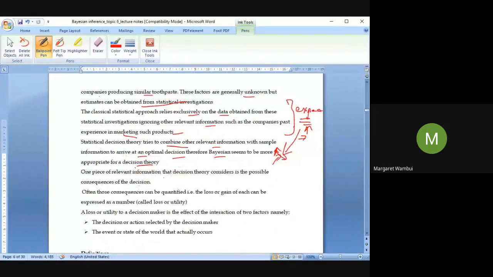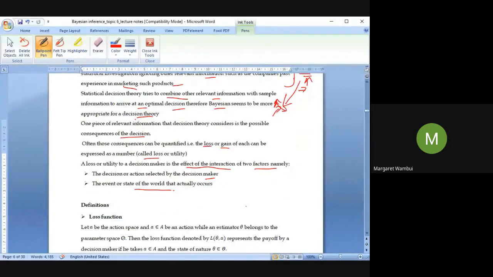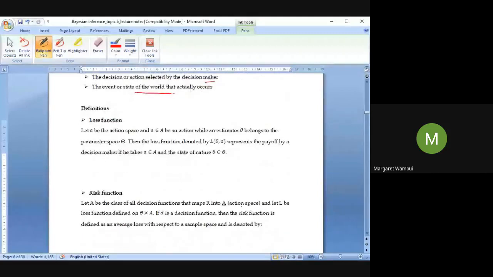So we say that one piece of relevant information that decision theory considers is the possible consequences of the decision. Often those consequences can be quantified. That is, either the loss or gain of each can be expressed as a number, which we call the loss or utility. A loss or utility to a decision maker is the effect of the interaction of two factors, namely, one, the decision or action selected by the decision maker, and two, the event or state of the world that actually occurs. This is what we are calling the state of nature.